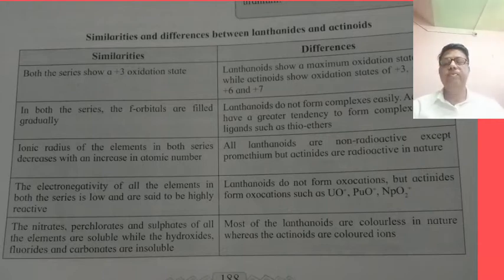As we move from start to end, atomic number goes on increasing and their ionic radius goes on decreasing. This is called contraction. That is lanthanoid contraction and actinoid contraction.